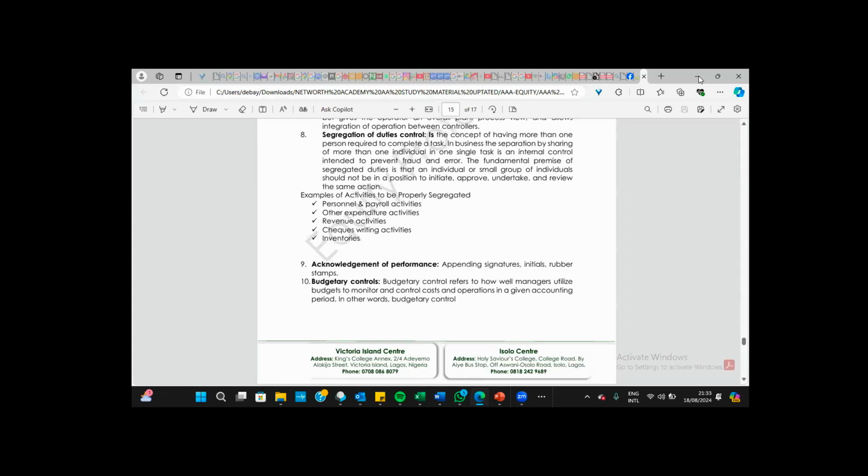Budgetary controls. These are controls that are put in place to ensure that managers utilize resources at their disposal in the most objective or judicious manner. These are controls that ensure that managers utilize resources at their disposal in the most effective or judicious manner. They don't waste resources. That's what it means. So you want to spend, you want to procure anything. If it has not been budgeted for, you cannot incur that cost. Hope you are getting it.